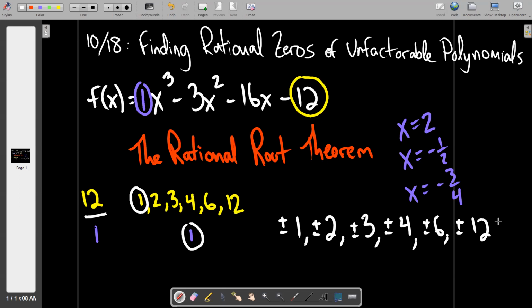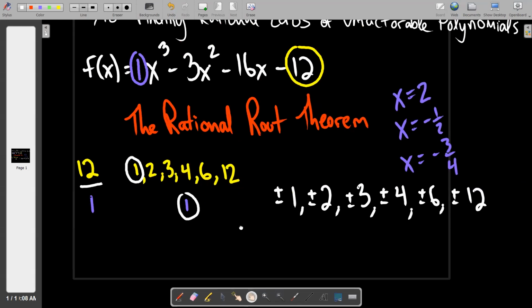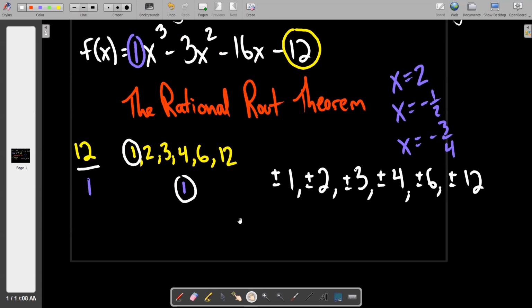So let's begin. For this part, it's not a bad idea to sometimes use pen because you're going to be doing a lot of erasing, but you don't have to. I'm going to take the numbers from my polynomial and put red around them, just so you remember from yesterday: 1, -3, -16, and -12.